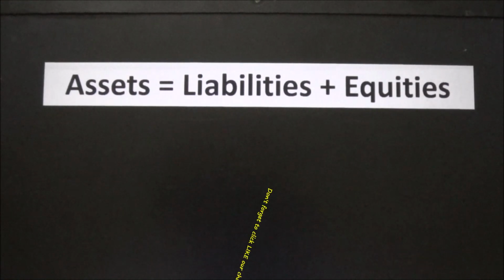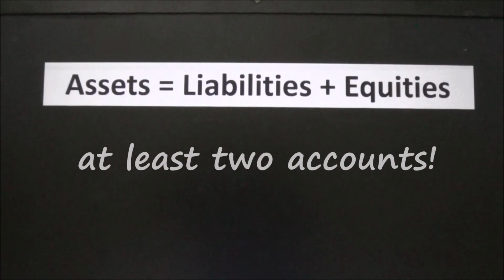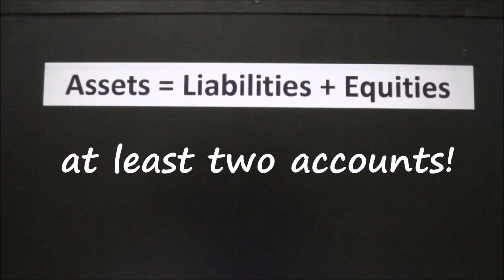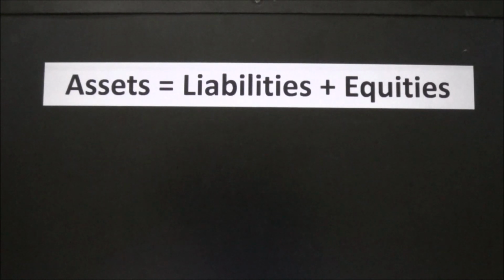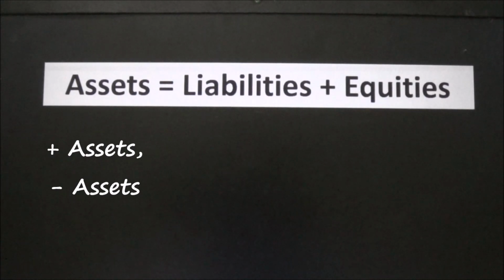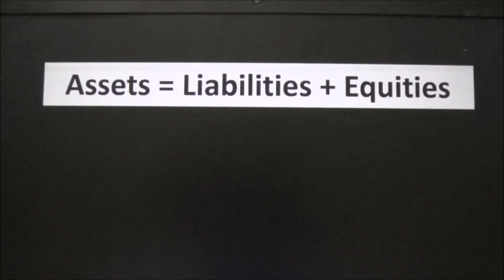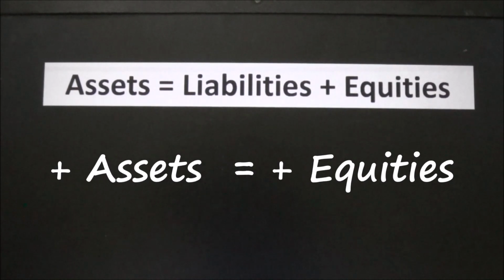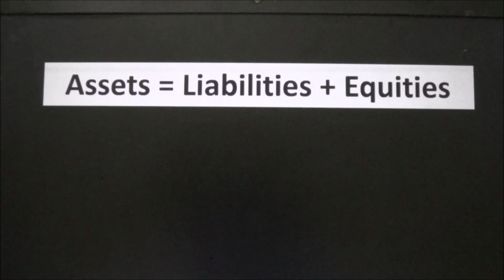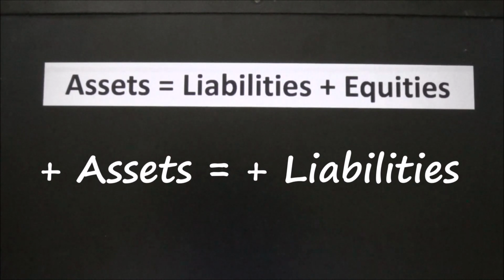So each transaction of the entity would have to affect at least two accounts in order for the equation to remain balanced. And such accounts may be on the same side, that is, increase assets and at the same time decrease assets, or on both sides of the equation, the right and the left, that is, increase assets and at the same time increase the equities, or increase assets and increase liabilities.